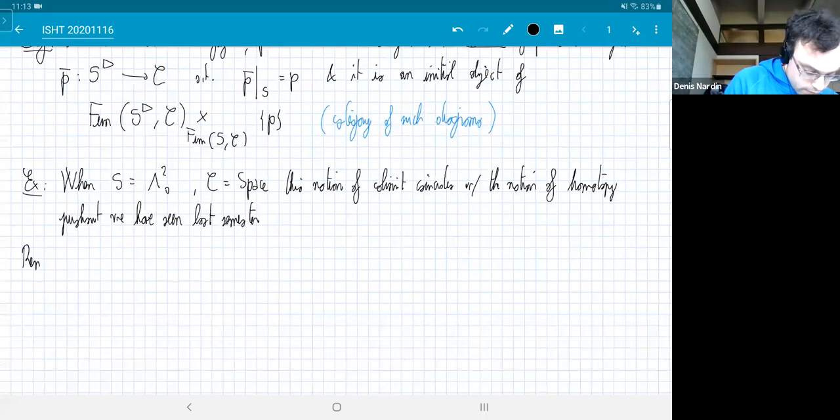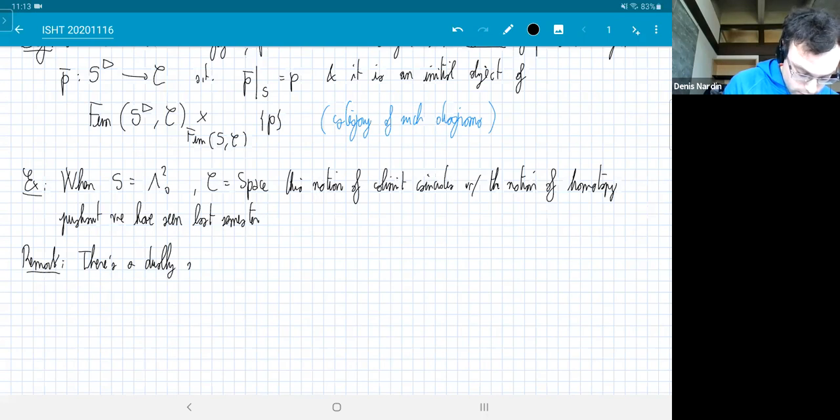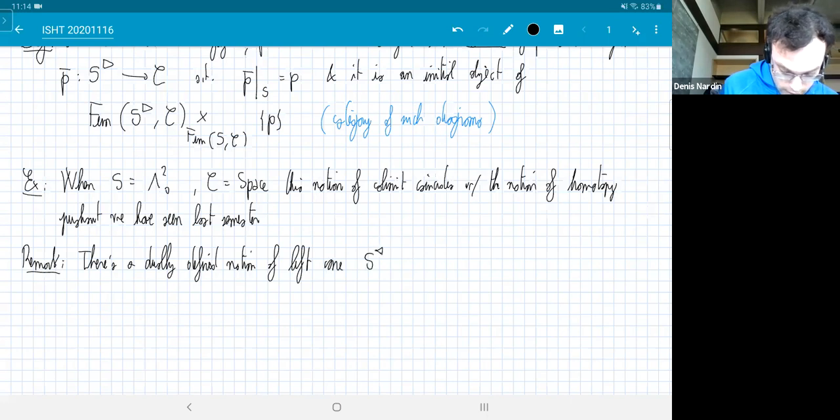Remark, there's a dually defined notion of left cone and of homotopy limit, of limit.